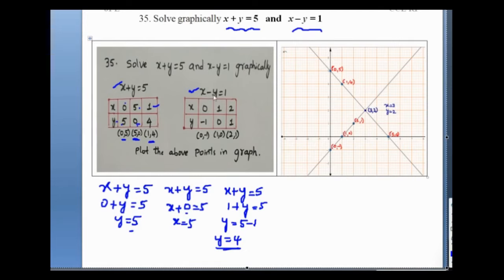Now we will find the points for x minus y is equal to 1. So when x is 0, y is minus 1. We'll see how it works.